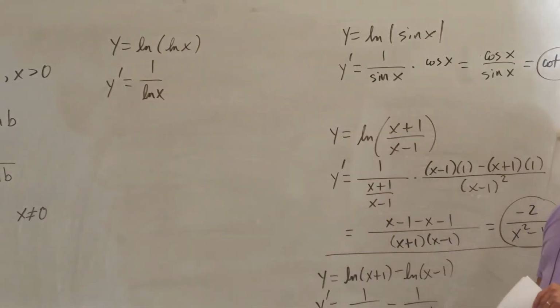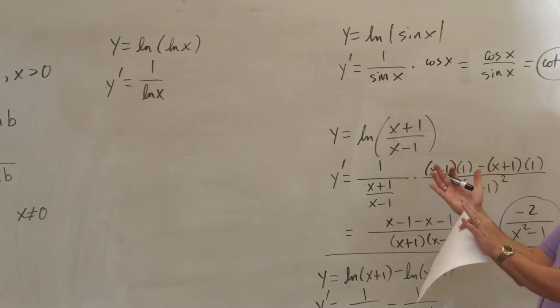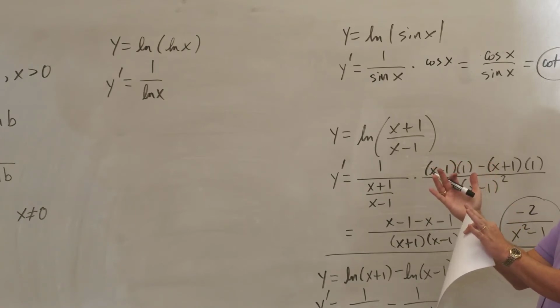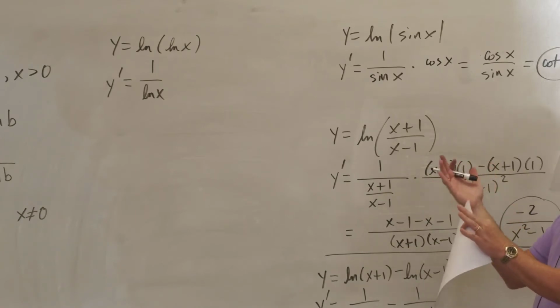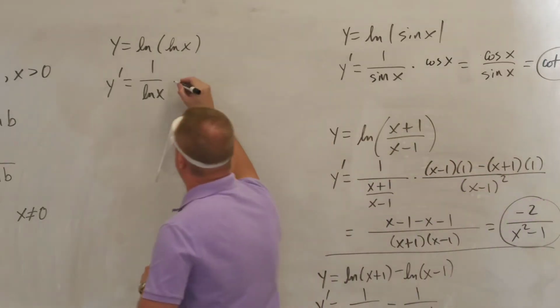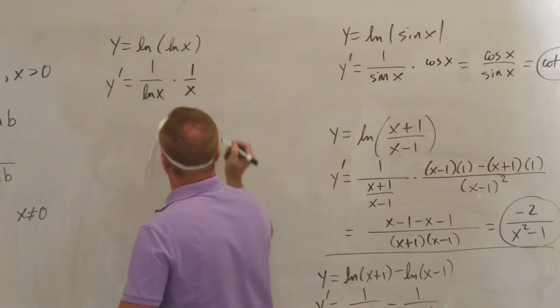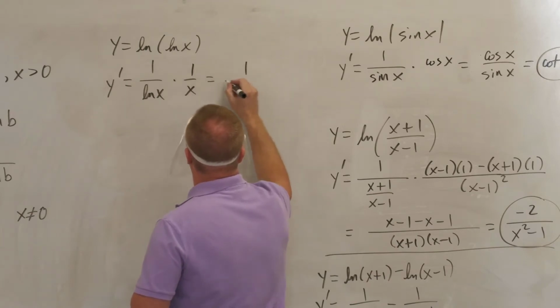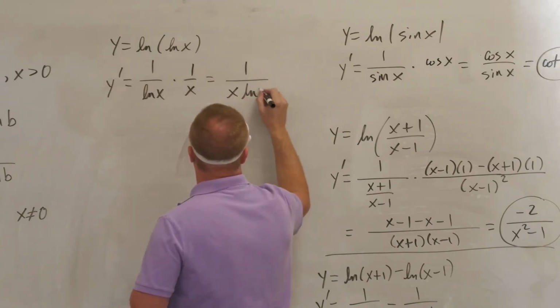Okay. So that's the outside one. Now, multiply by the derivative of the inside function. The inside function is ln x. The derivative is 1 over x. So multiply that times 1 over x. So the derivative would just be 1 over x ln x.